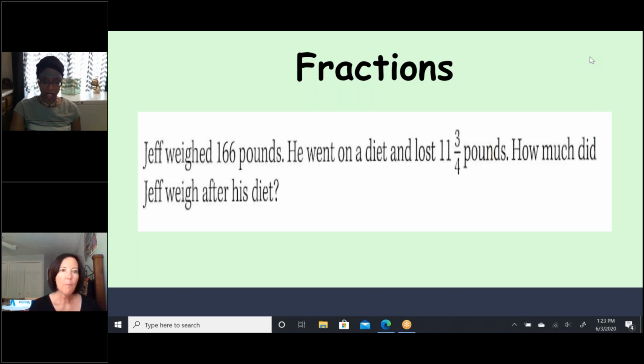So he was 119 pounds after his diet. Don't you wish it worked that way? Don't you wish if you weighed 166 pounds and then you lost almost 12 pounds that you'd be down to 119? Well, I could use that. But that is not quite right.